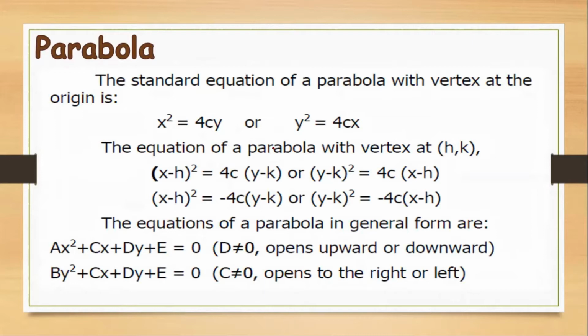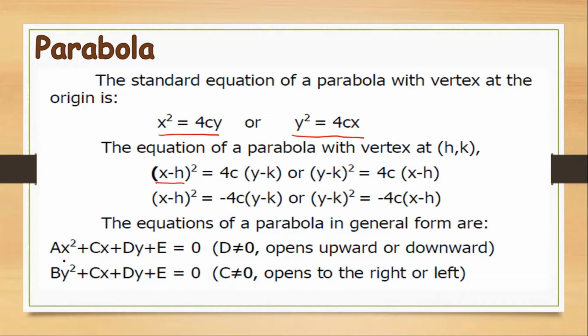And for the parabola, the standard equation is x squared equals 4cy, or y squared equals 4cx. And if the vertex is not at the origin, we have (x minus h) quantity squared equals 4c times (y minus k), or (y minus k) quantity squared equals 4c times (x minus h). And same thing here, (x minus h) squared equals negative 4c times (y minus k), or (y minus k) quantity squared equals negative 4c times (x minus h).